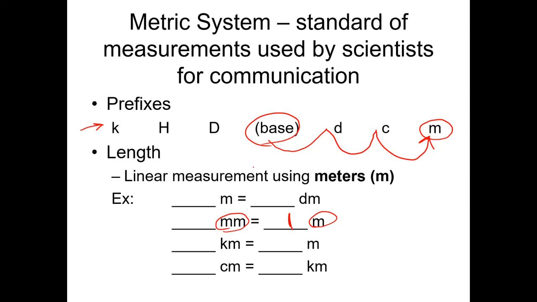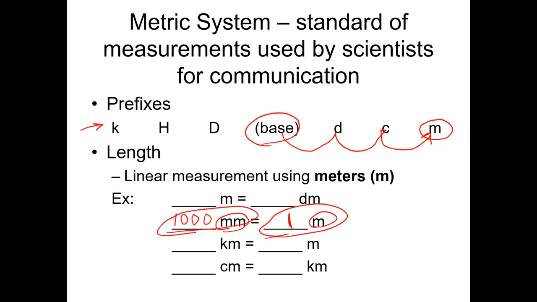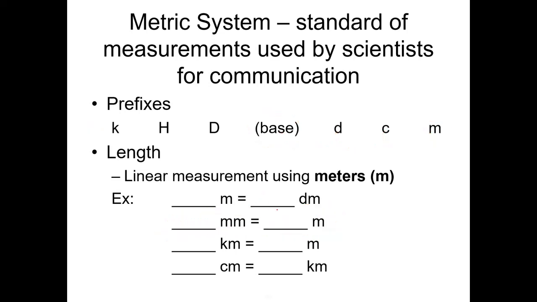Okay, let me show you that one more time. Some students have just a little difficulty with that. So I'm going to show you, I'm going to move 1, 2, 3 places. And therefore on this one, since I moved 3 places, I'm going to add 3 zeros. So for every 1 meter, there are 1,000 millimeters.